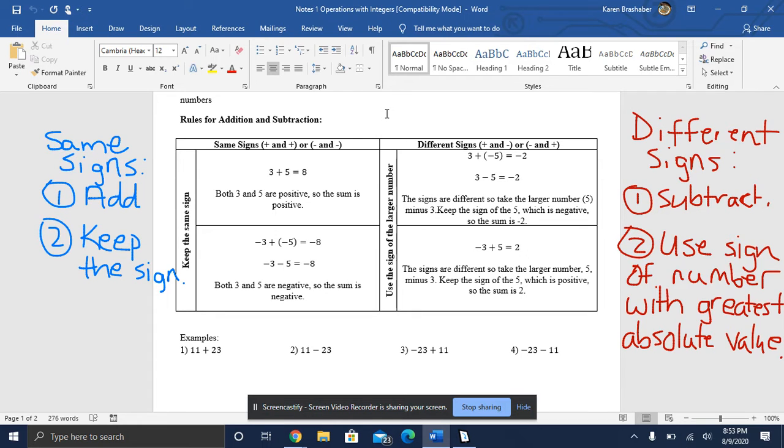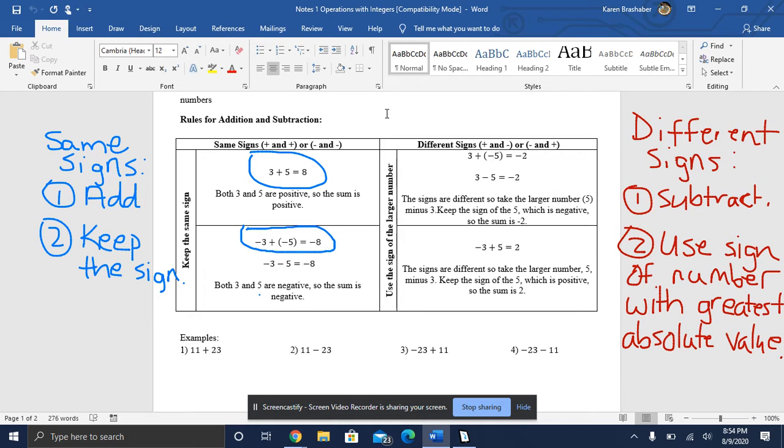If the signs are the same, then you will add the two numbers and keep the sign. So you can see in this first example that I've taken 3 plus 5, and that equals positive 8. We have a positive 3 and a positive 5, so those add to positive 8. But in our second example, we still have the same signs. They're just both negative. So negative 3 plus negative 5, again, you add, so we get 8. And because the signs were negative, we keep the sign as a negative.